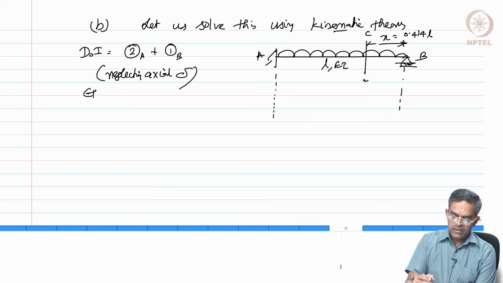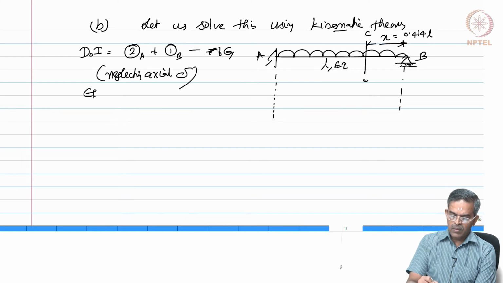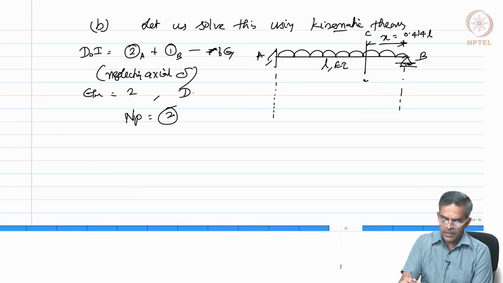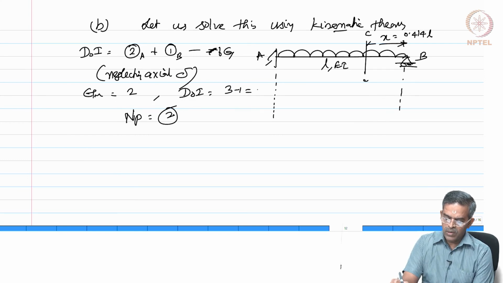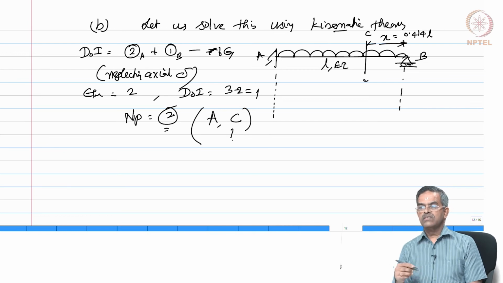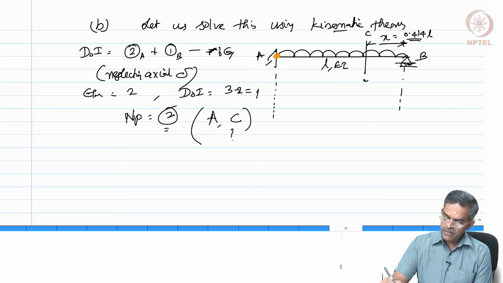So, the number of equations of equilibrium will be 2. So, the number of plastic hinges required will be 2, because the degree of indeterminacy is 3 minus 2, which is 1. So, I need 2 plastic hinges. Where will they form? They will form at the fixed support, they will form at C, but the C location earlier was not known using the static theorem. Now, I know this. So, I get hinges here and here.